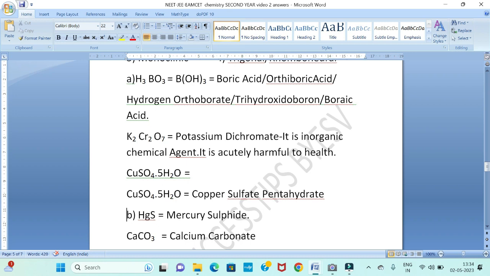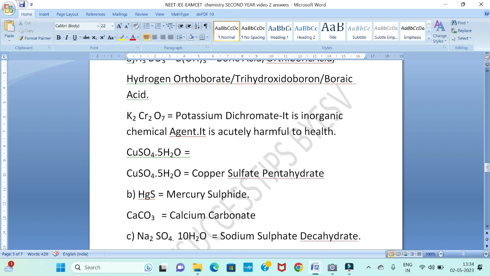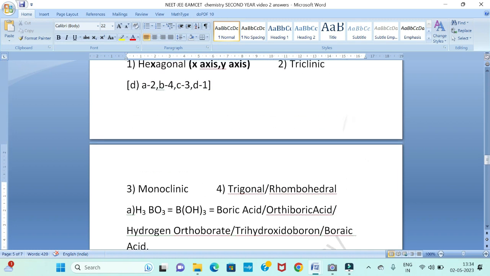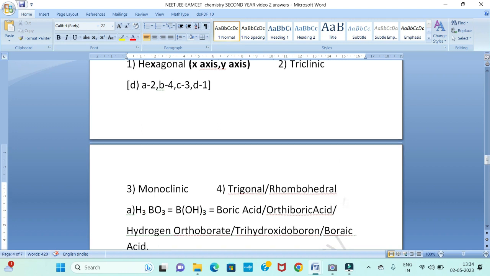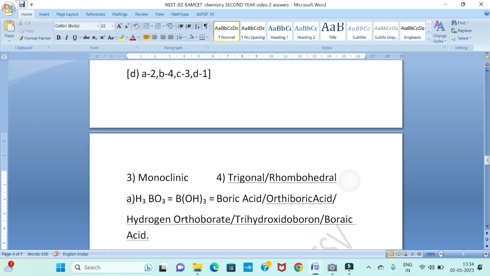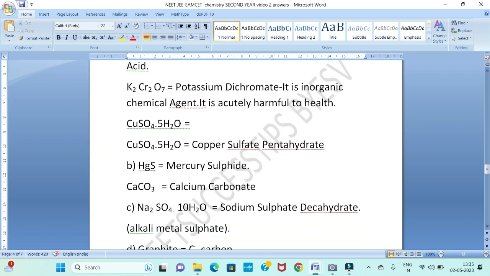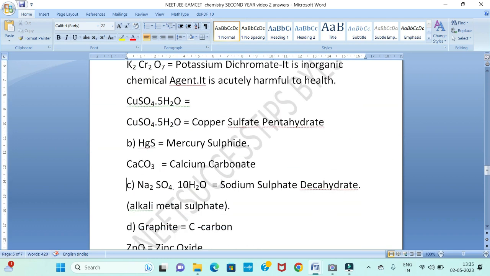Next, HgS mercury sulfide, CaCO3 calcium carbonate. B. What is B? B is 4. Trigonal rhombohedral.